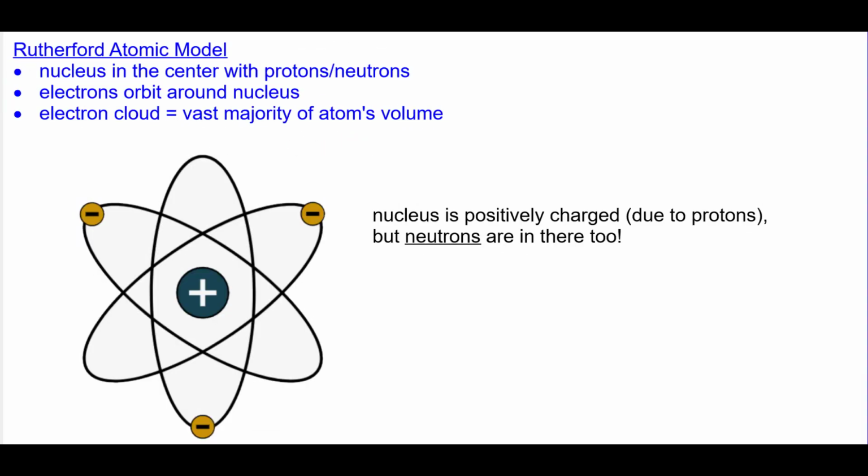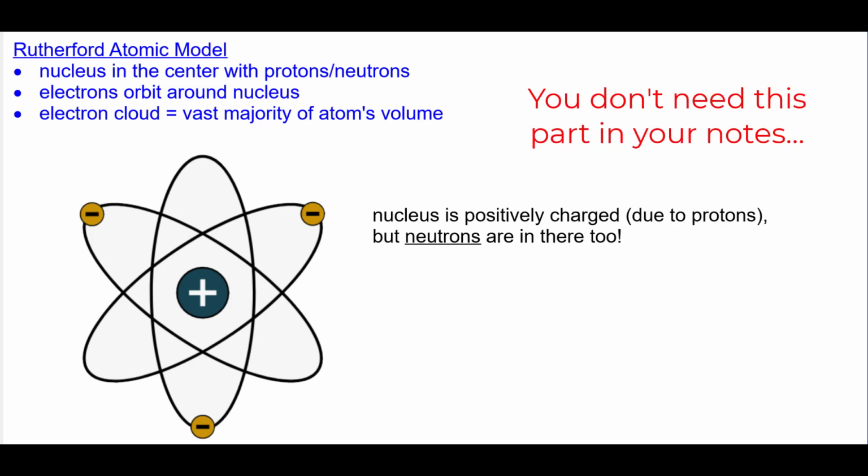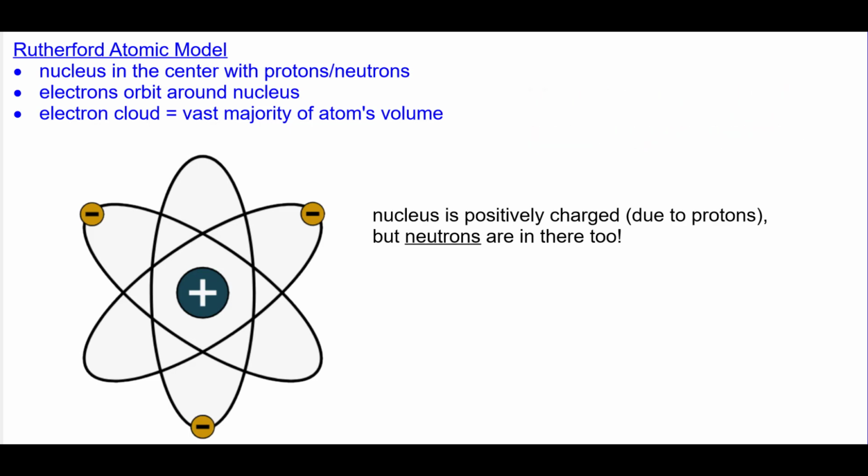Now, in an earlier lesson, I think we learned about the Rutherford model. That's the one where Rutherford had figured out that the center of the atom had protons and neutrons, and he also knew that electrons were orbiting around the nucleus. He also determined that the vast majority of an atom's volume was made up of the electron cloud. Now, I'm not expecting you to get this into your notes right now. We learned this previously. Let's move on.